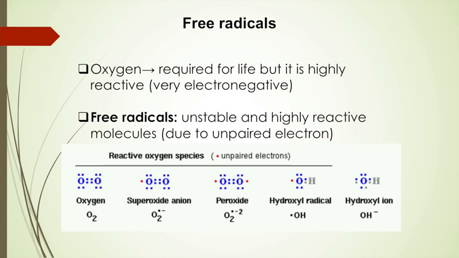Superoxide anions, peroxides, and hydroxyl ions are all oxidants. They can build up during cellular respiration and remove electrons from other important molecules like proteins, lipids in the cell membrane, and DNA in the nucleus.